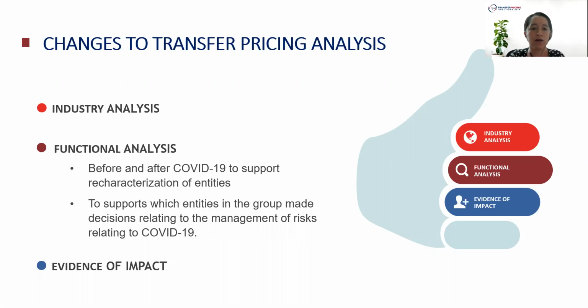Point number 2 is the need of a functional analysis that covers first any recharacterization of the entities by covering the functional analysis before and after COVID, and also to support which entities in the group made decisions related to the management of risk relating to COVID-19. Point number 3 is the need to have robust impact of point 1 and 2.